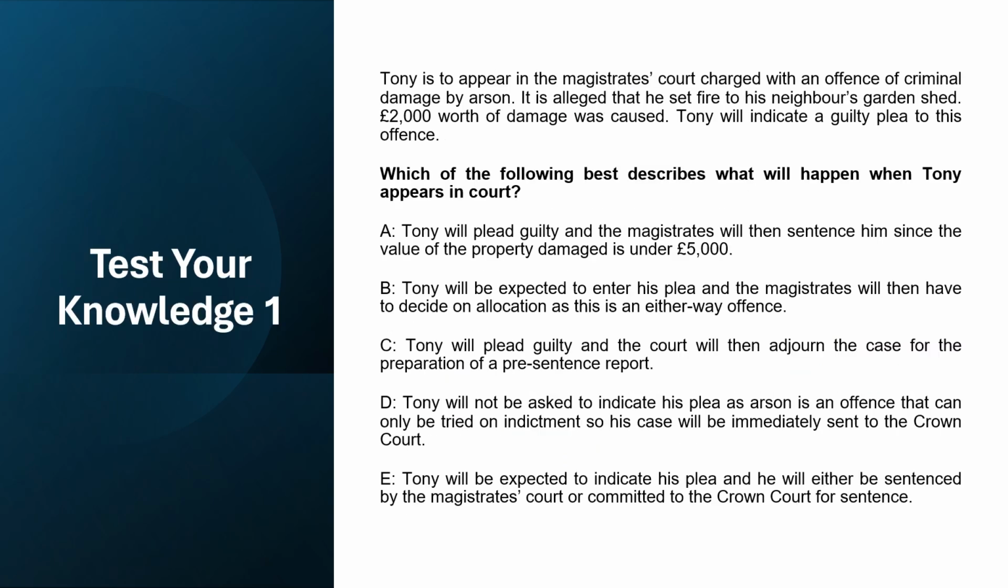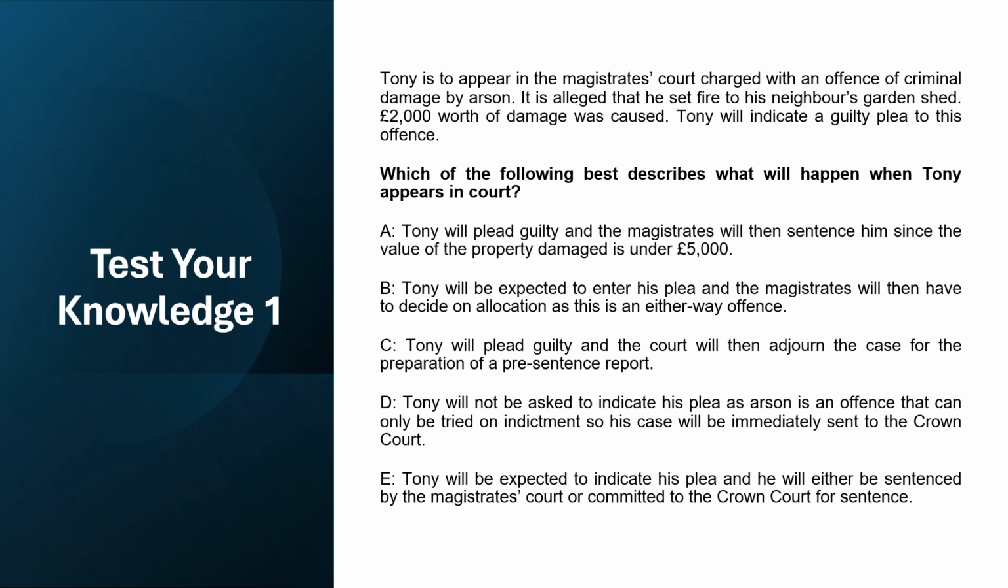So turning to test your knowledge 1, Tony is to appear in the Magistrates Court charged with an offence of criminal damage by arson. It is alleged that he set fire to his neighbour's garden shed. £2,000 worth of damage was caused. Tony will indicate a guilty plea to this offence. Which of the following best describes what will happen when Tony appears in court? A, B, C, D, E.